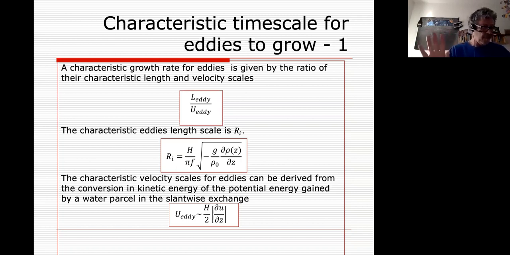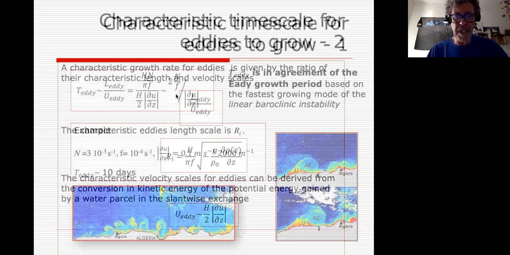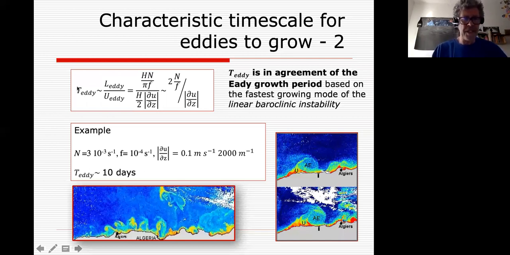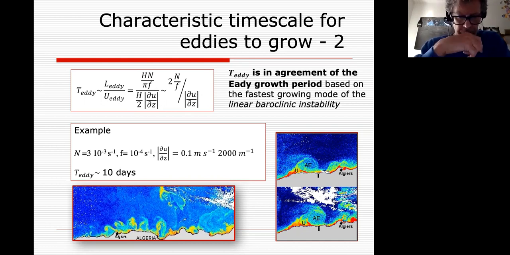And the zonal density gradient is proportional to the zonal shear. So having an idea of the horizontal density gradient, you have an estimate of the zonal shear. So we have a scale calculated this way for the velocity of the eddy, and combining the two, we obtain a typical growth time scale, which is essentially the ratio between the Brunt-Väisälä frequency divided by f, and this ratio is divided again by the u, the vertical shear of the zonal velocity.